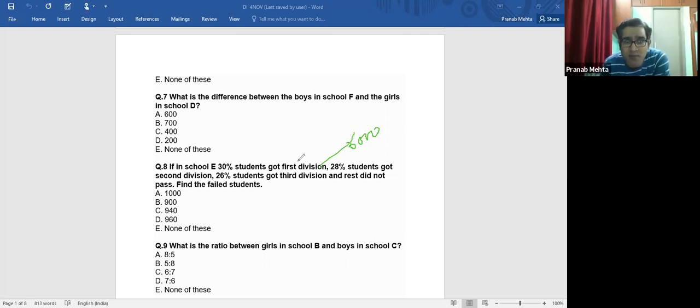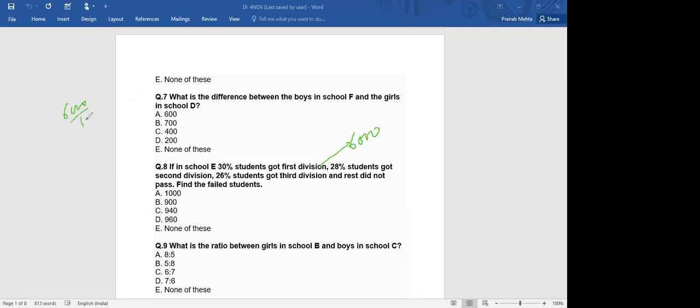In the school, 30% got first division. Now, what is 10% of 6,000? 10% of 6,000 means anything divided by 10 will always give me 10%. So 6,000 divided by 10 is 600. So if 10% is 600, 30% means 1,800.